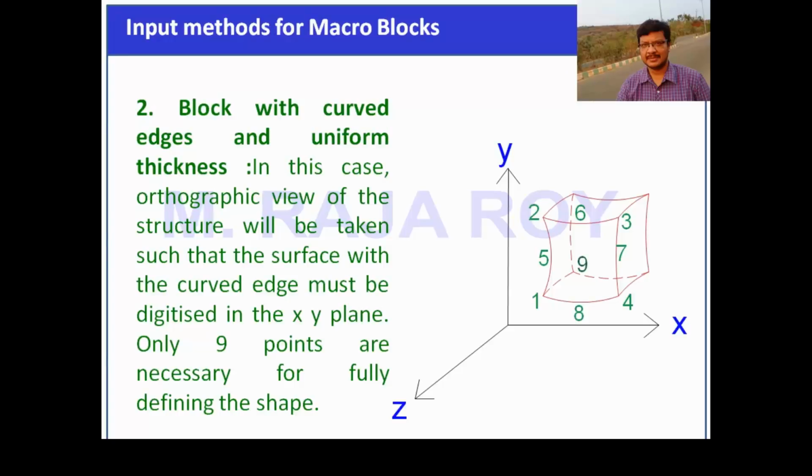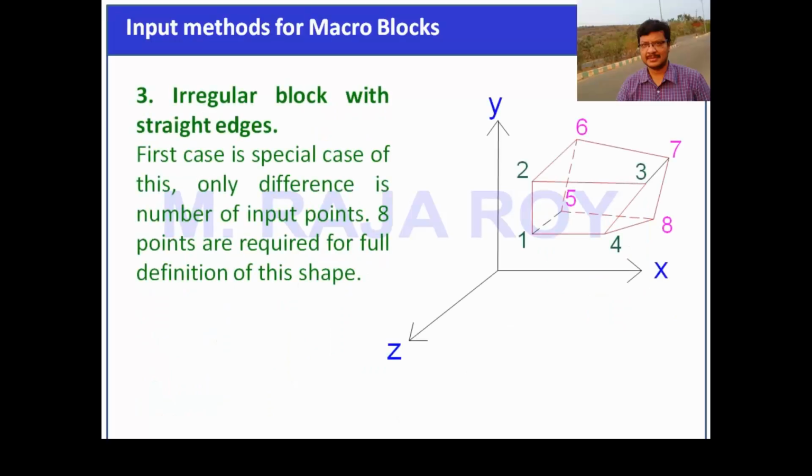Block with curved edges and uniform thickness: in this case, the orthographic view of the structure will be taken such that the surface with the curved edge must be digitized in the XY plane. Only 9 points are necessary for fully defining the shape. Irregular block with straight edges. The first case is a special case of this, the only difference being the number of input points. 8 points are required for full definition of this shape.